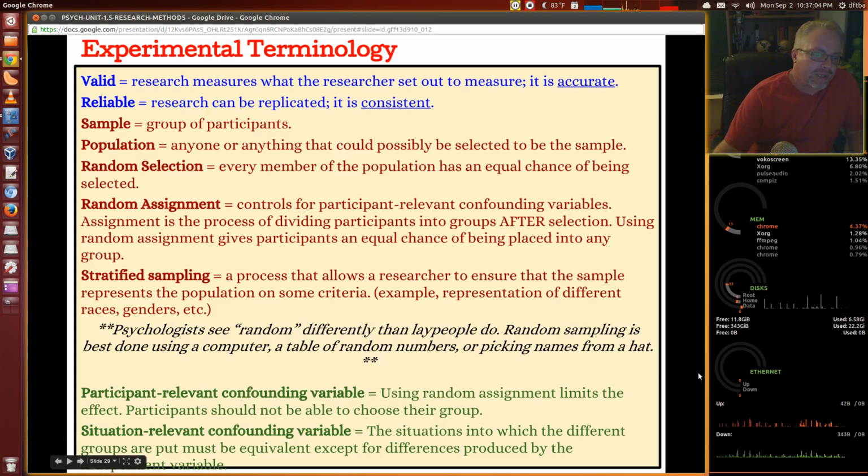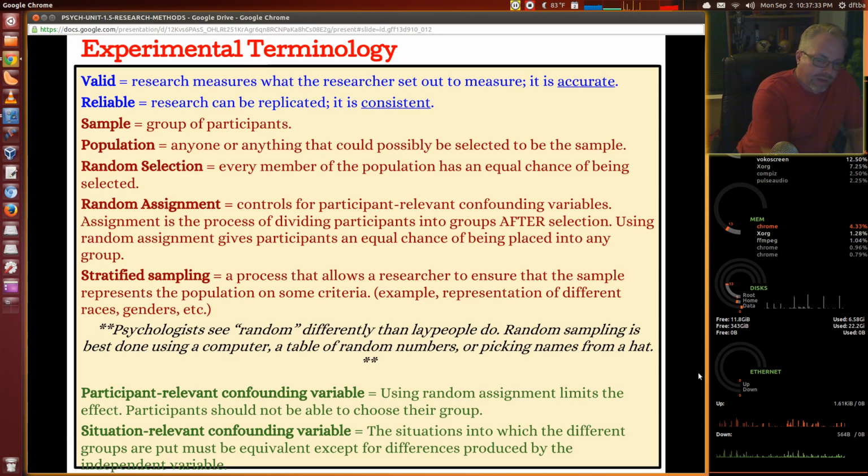There's also participant relevant confounding variables and situation relevant confounding variables, and mostly what you need to understand is a confounding variable is one that may have gotten in the way of it being a valid or reliable experiment. So participant relevant, you're going to use random assignment that would limit the effect. Participants would not be able to choose their group. So participant relevant confounding variable.